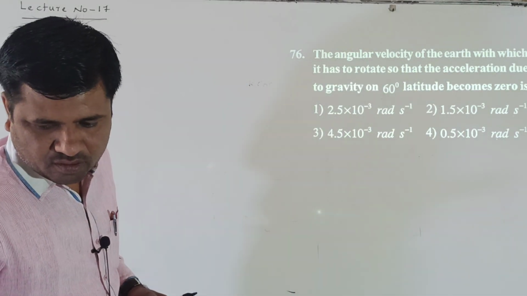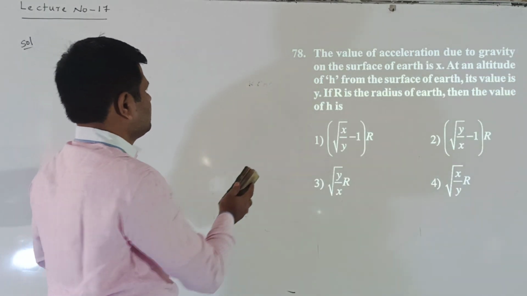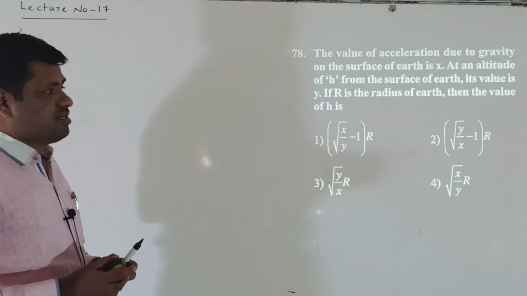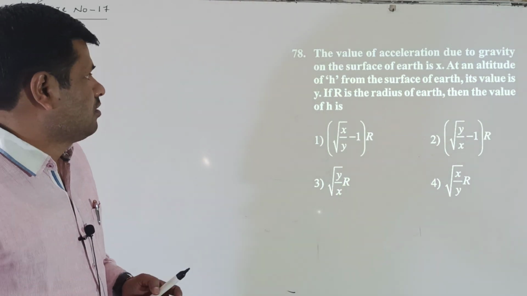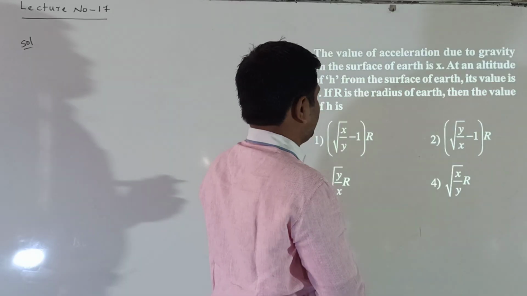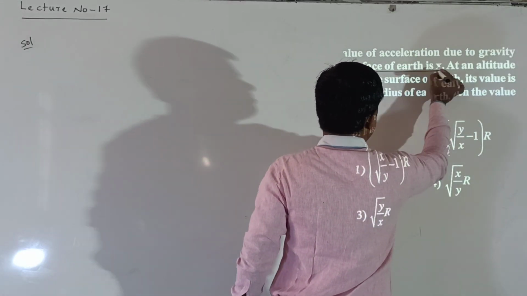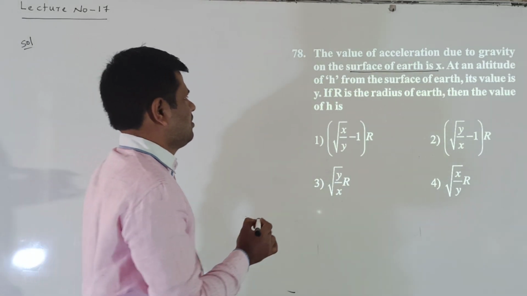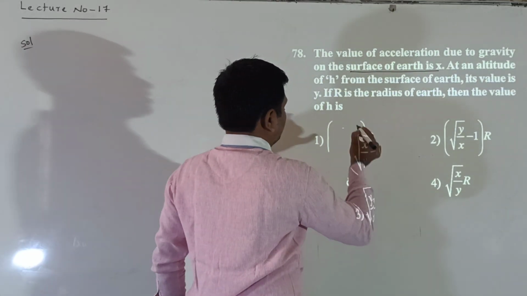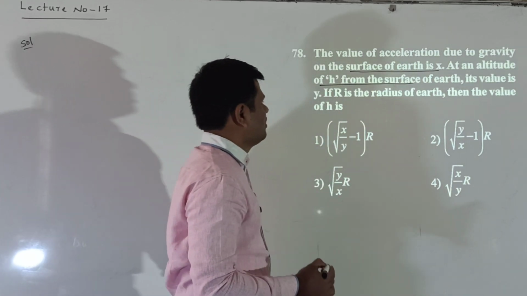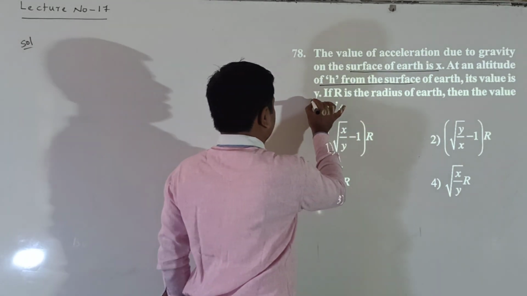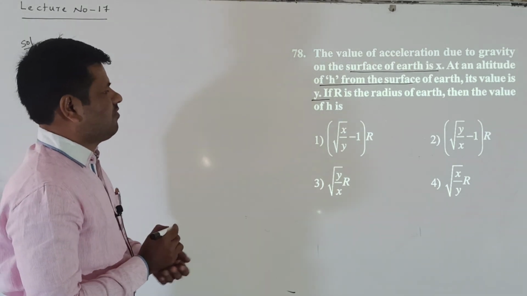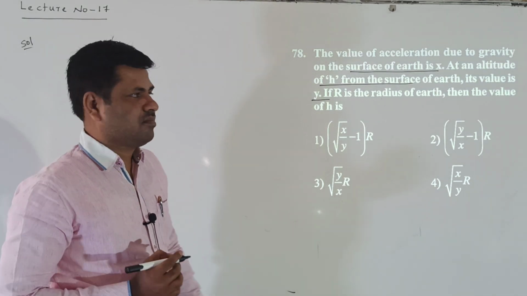Next question. See here. The value of acceleration due to gravity on the surface of earth is x. At an altitude of h, altitude means height h from the surface of the earth, its value is y. R is the radius of earth. Then the value of h is asked in this question.